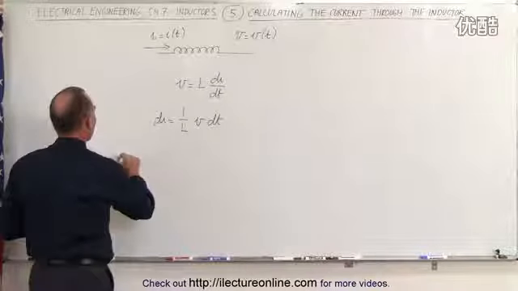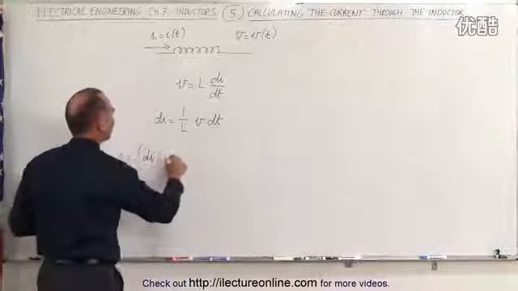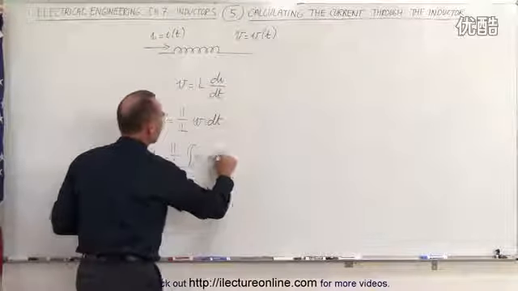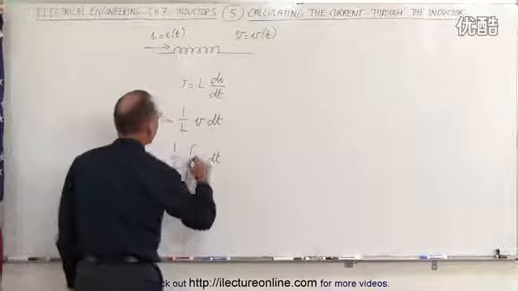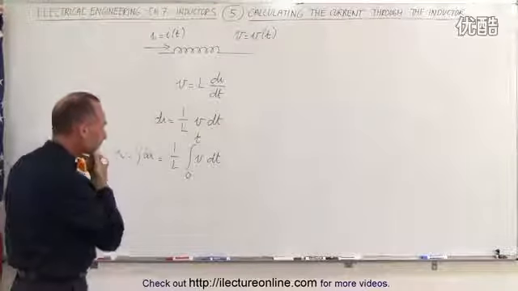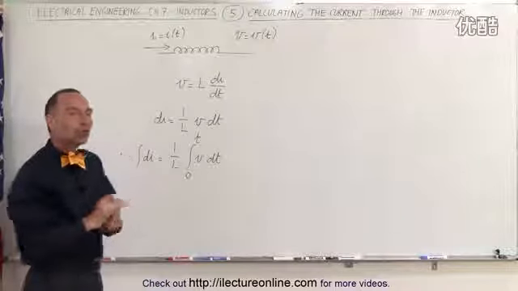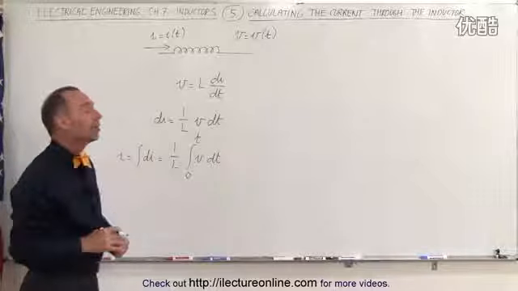We can say that i is simply the integral of di, which means that it is equal to 1 over the inductance times the integral of v dt. Now, let's say that we start from time equals 0 to the final time where we want to find the current. But at some point, we may say, well, we don't want to start from 0 time. We may want to start from some initial time that may be different than 0.